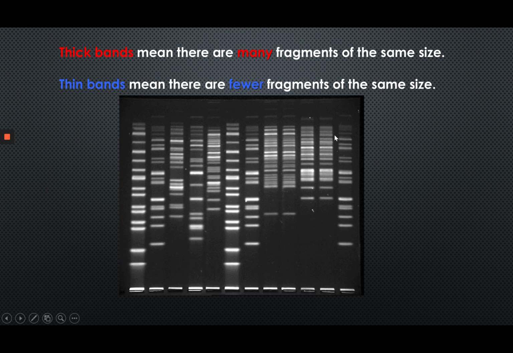So if we take an actual DNA fingerprint that's being processed, at the bottom here, these are the wells. This is where you would inject your sample of DNA. Now, you see a whole bunch of thick bands and a whole bunch of thin bands. One of the things about the thick bands is that they do not mean that they are heavy fragments. Thick bands just means that there are many fragments of that size. So the heaviness of a fragment depends on its location away from the wells.